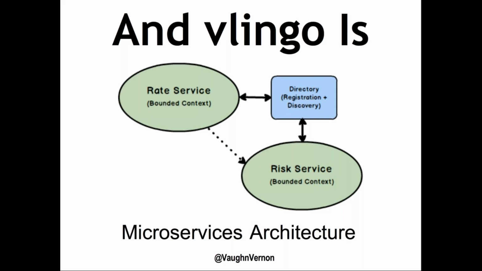So think of this as a microservices architecture. The directory that you see in blue is registration and discovery. So each service registers its presence with the directory, and every other service discovers other services that it depends on through the broadcasting of directory information.